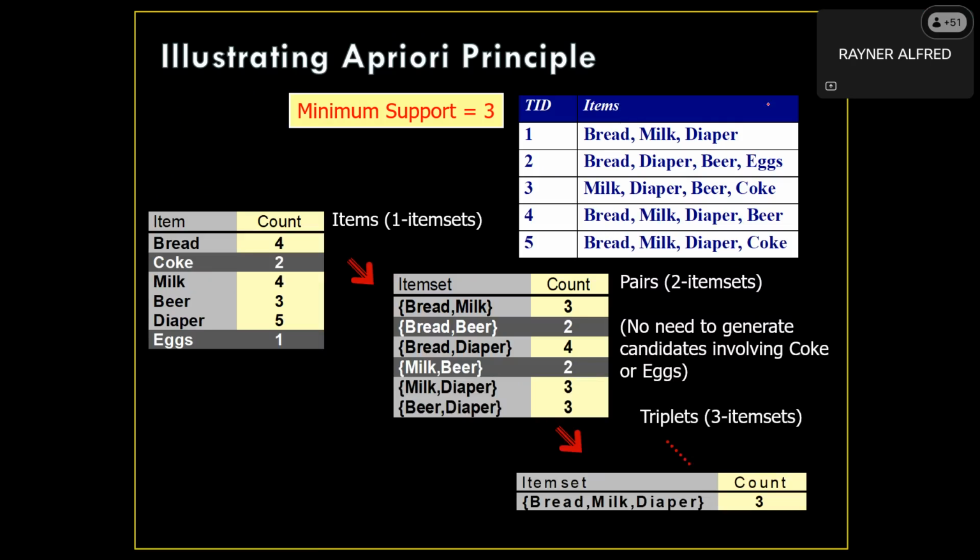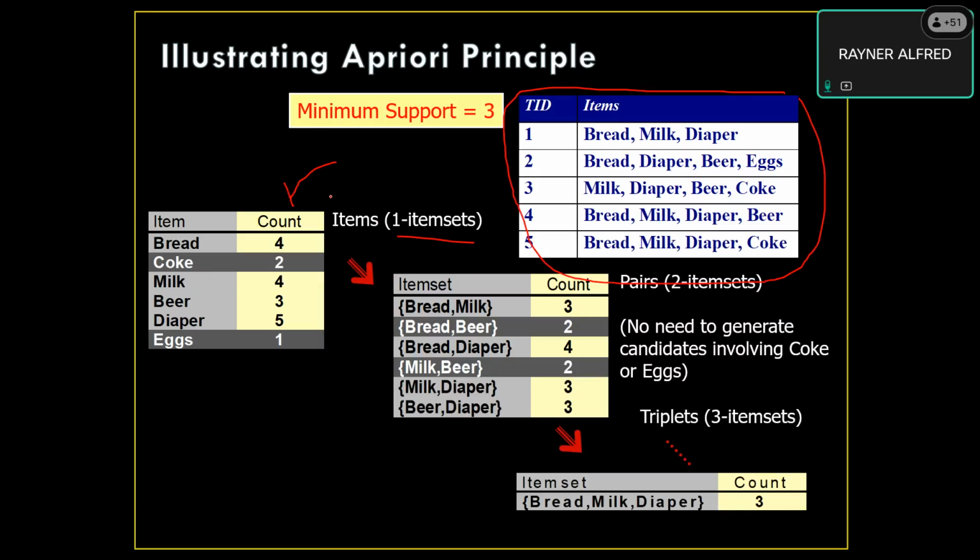Okay, so for instance, we have this sparse database. So we will list all the one item set first. So this is one item set. And based on this one item set, we will count the number of times they exist in the sparse database. So basically, the number of records containing each individual item set that we have here. So bread, coke, beer, milk, and diaper, eggs.